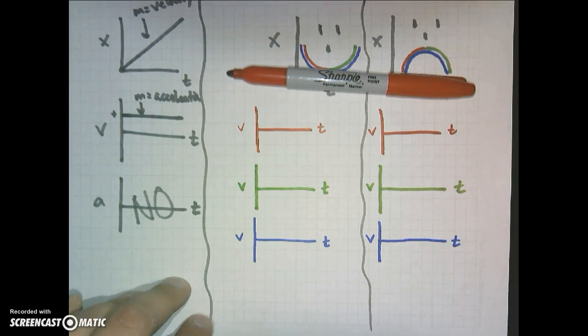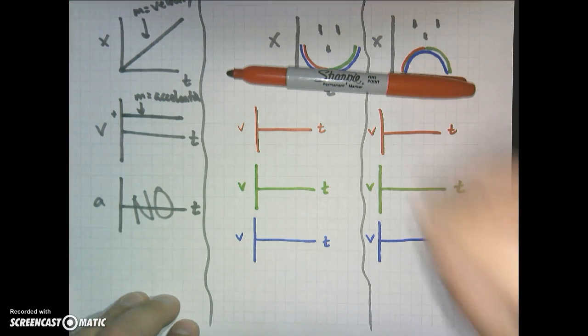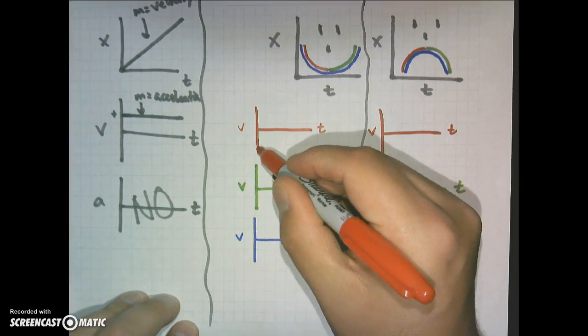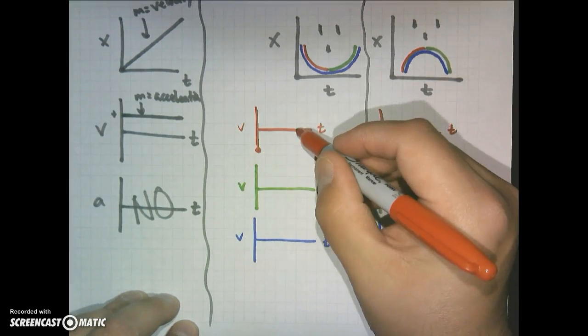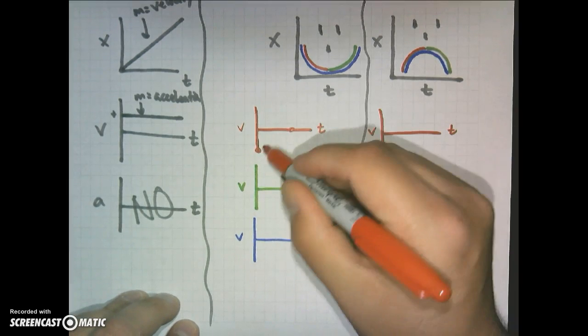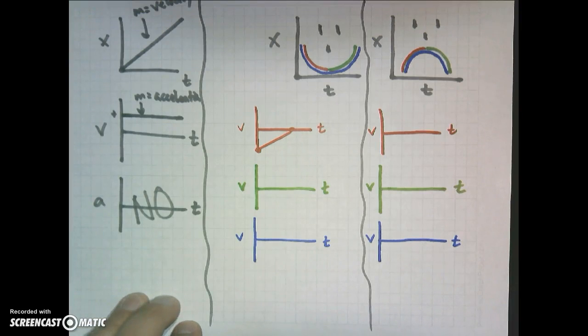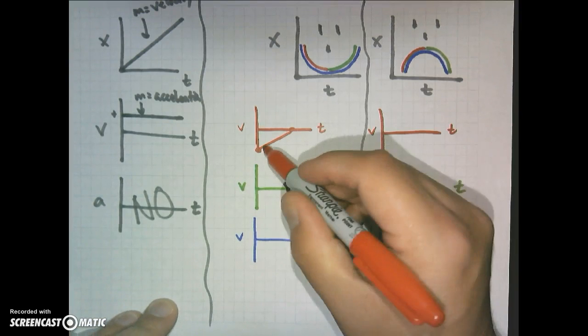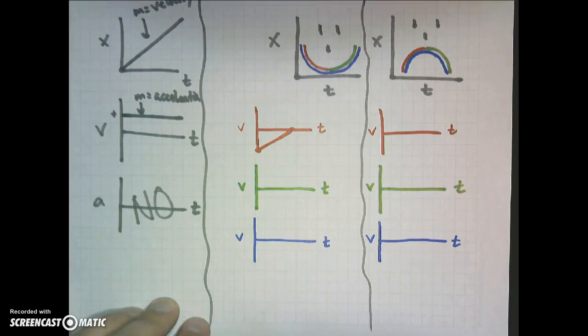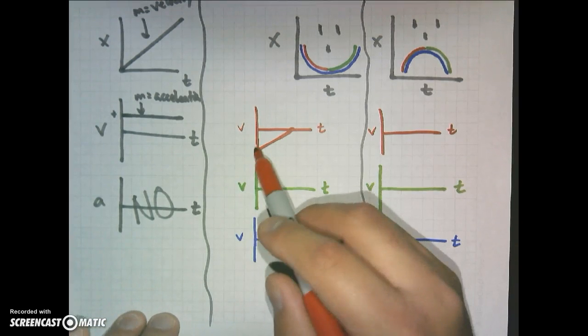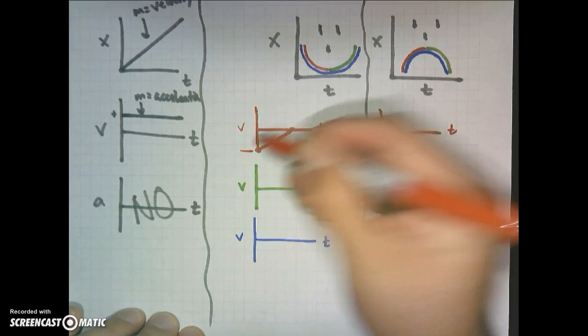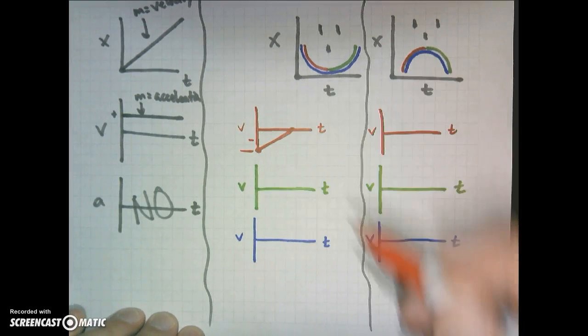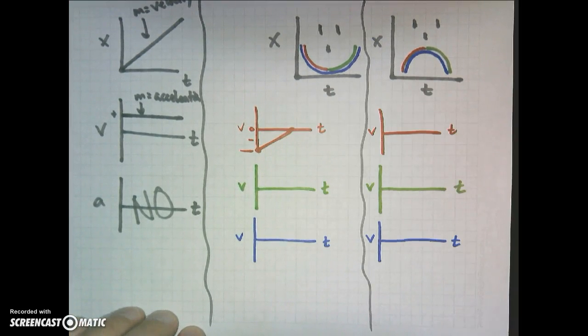Zero. So that means our velocity had to start at a negative value and move to zero. So I start at a negative value, and at some time we reach zero. And our velocity went from a large negative number to a smaller negative number to zero.